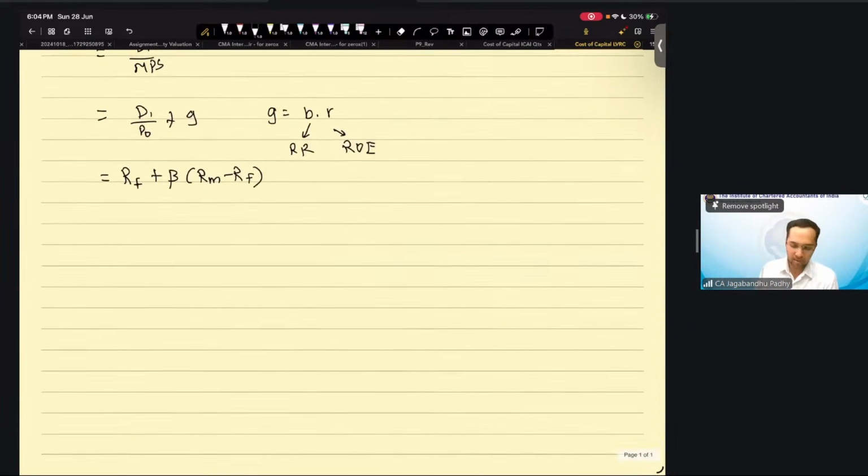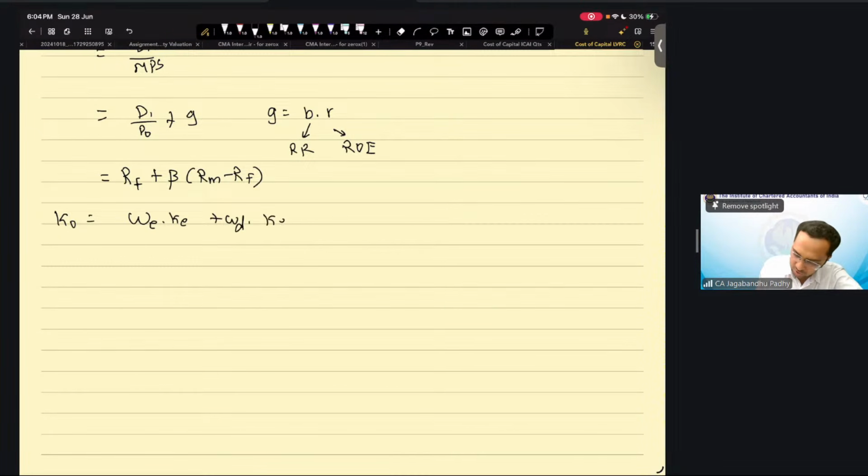Apart from that, we have also seen KO, which is the overall cost of capital or weighted average cost of capital. This is calculated as simply weight of equity into cost of equity plus weight of debt into cost of debt plus weight of preference share into cost of preference share. So it's just a weighted average of all these numbers.